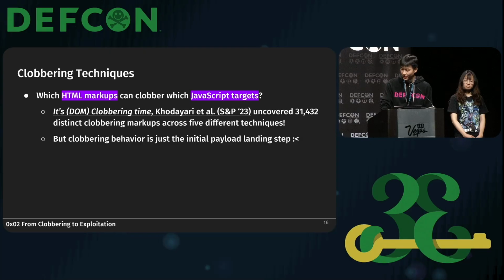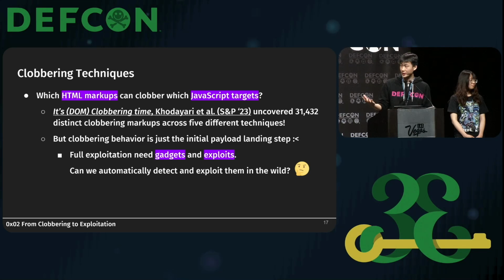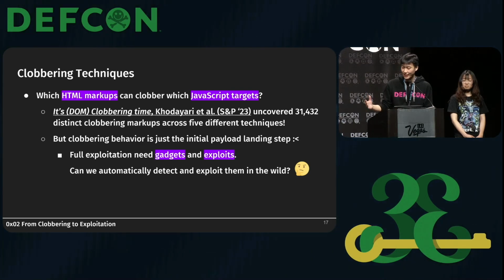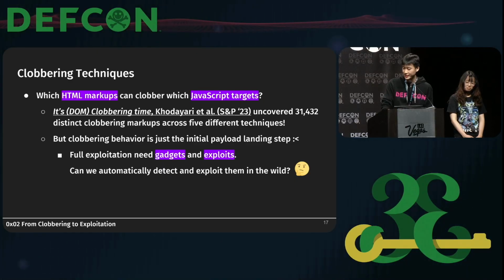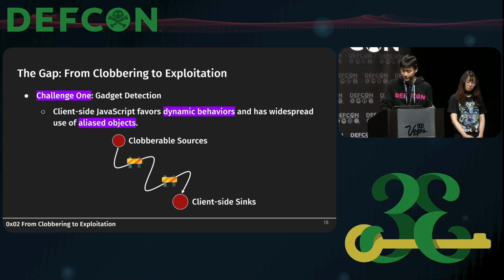However, identifying those clobbering behaviors is just the initial payload-landing step of the attack. For full exploitation, we still need the gadgets and the exploits. So the following question is, can we automatically detect those gadgets and generate working exploits so that we can really test them at scale and better understand the landscape in our modern web? And this is where our work comes in.